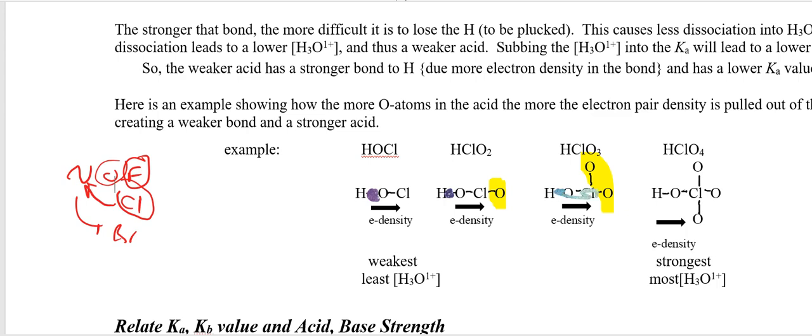Alrighty, and it's true. Okay, and when you get all the way down here, you have HClO4. You have all those oxygens there, and those oxygens really serve to pull almost all the electron density out of that bond, and that H falls off all the time. HClO4 is one of the world's strongest acids, and it's always 100% dissociated.